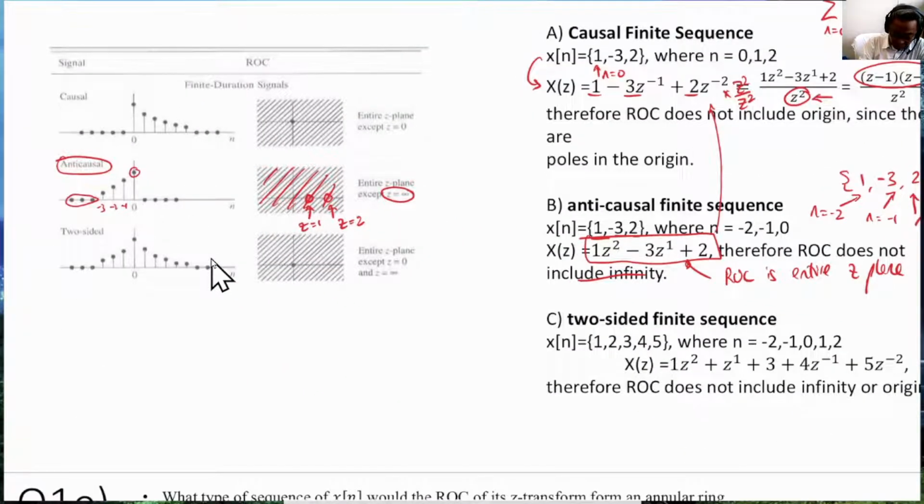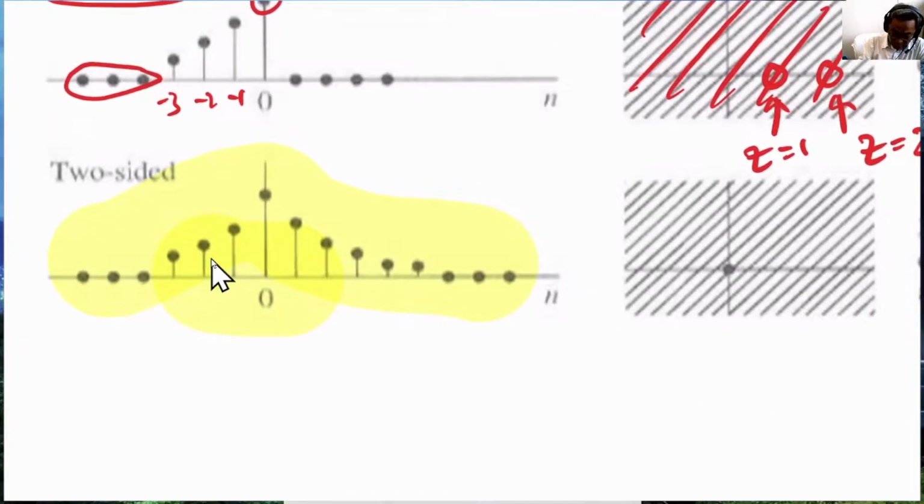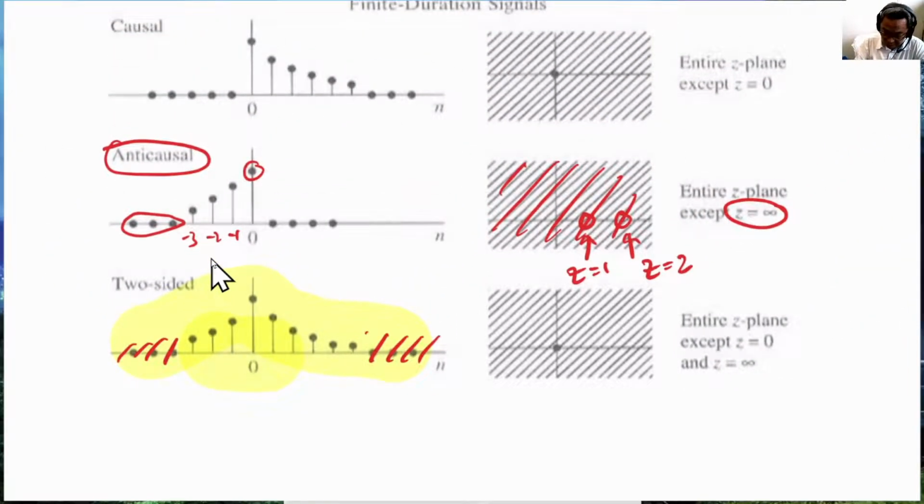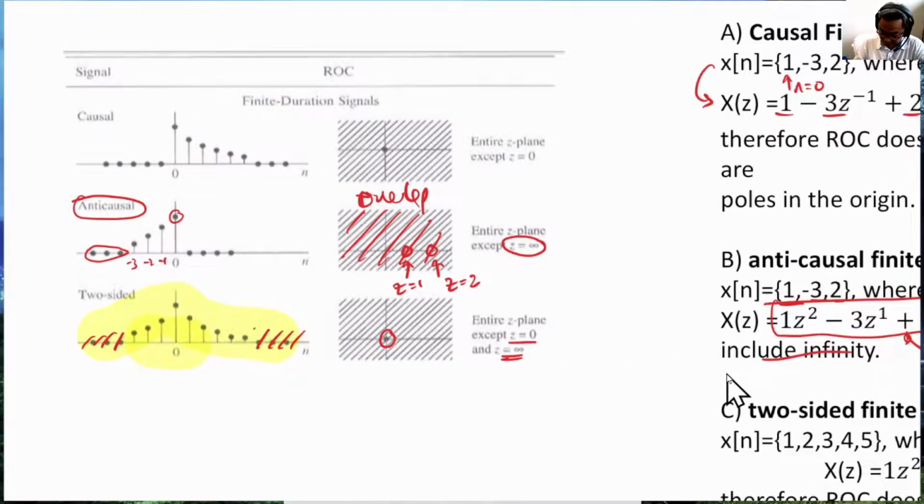Finally, we have the two-sided sequence. In this two-sided sequence, they are finite again. So what happens is that no values exist after a finite amount of time. This is a two-sided finite length sequence. The ROC, of course, is the overlap of these two sequences, and therefore only at z equals the origin, or z equals infinity, does the ROC not exist. The ROC is the entire z-plane except these 2 points for a finite duration sequence.